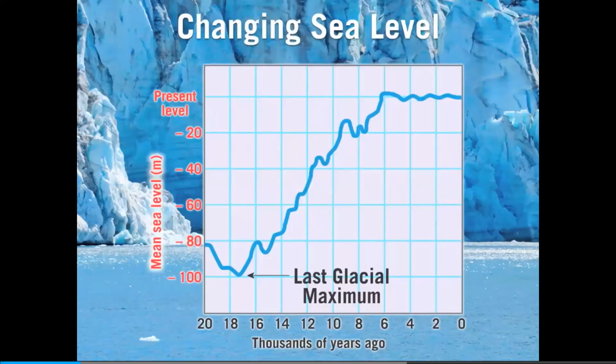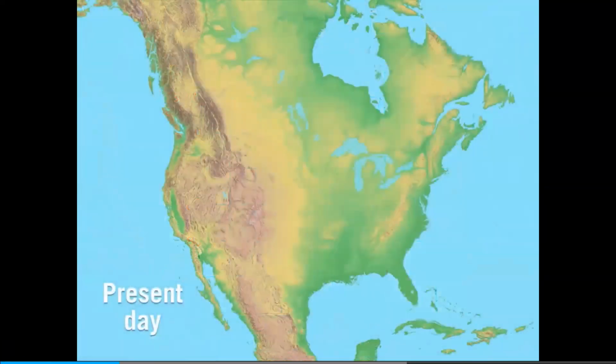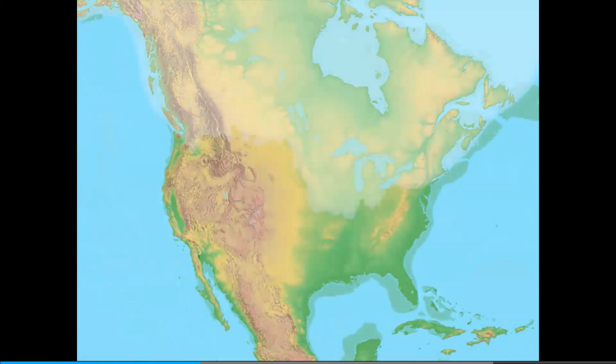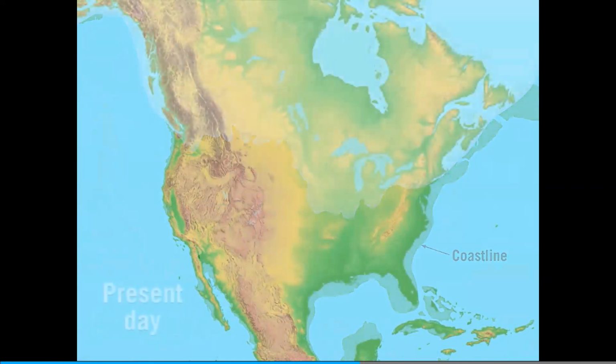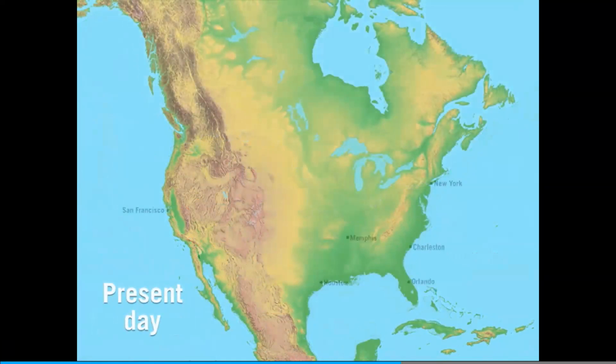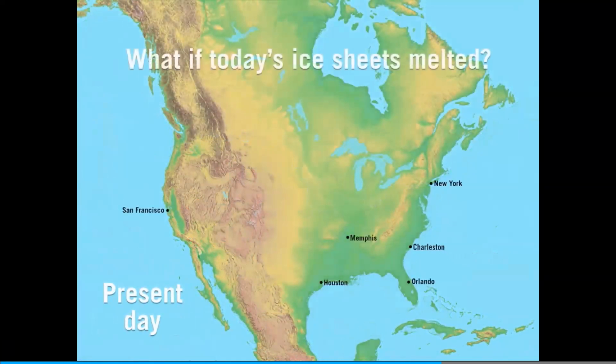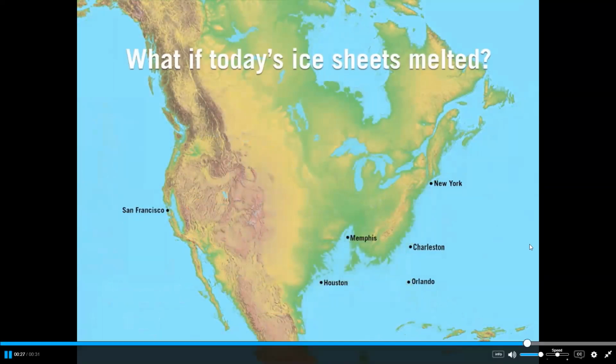The growth and decay of ice sheets significantly influences sea level and the configuration of coastlines. During the last glacial maximum about 18,000 years ago, sea level was about 100 meters, more than 300 feet, lower than at present. As you can see, the position of the coastline looked very different from today's. Here's a map of what North America would look like if present-day ice sheets were to completely melt.